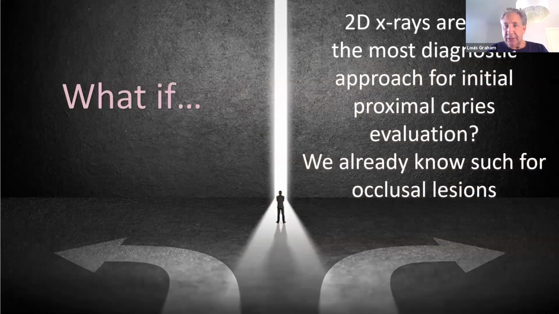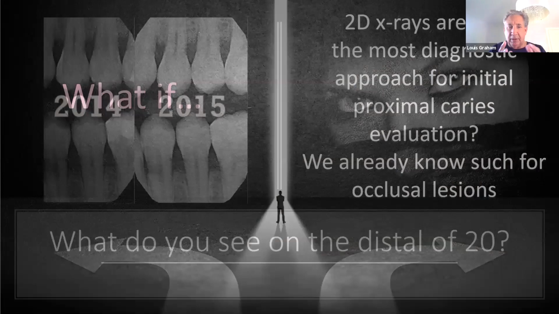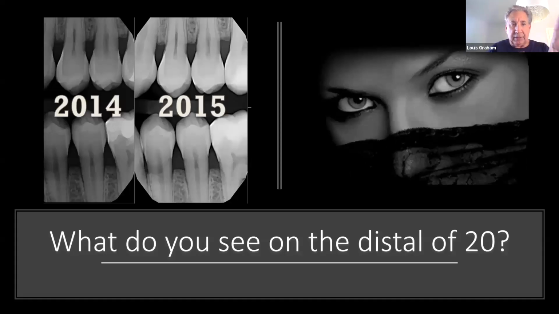2D x-rays are not the most diagnostic approach for initial proximal caries. They are not. The false negatives that we get are astounding. So I'll give you an example. So if you look at this patient in 2000 and 2014 and 15, and you look at tooth number 20, in 2014, you may get a hint of some decay. 2015, it looks arrested.